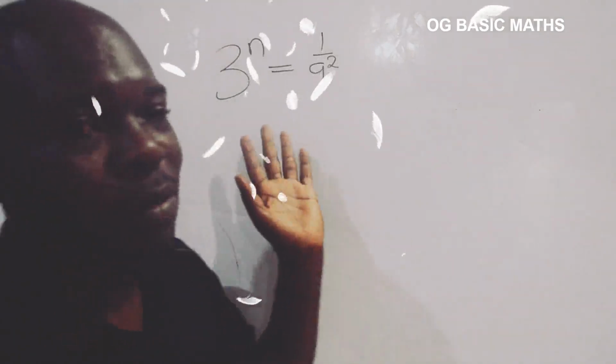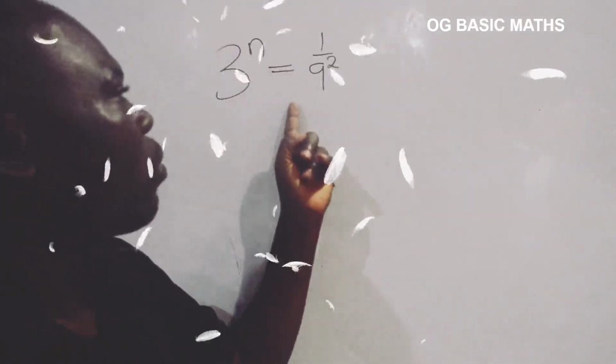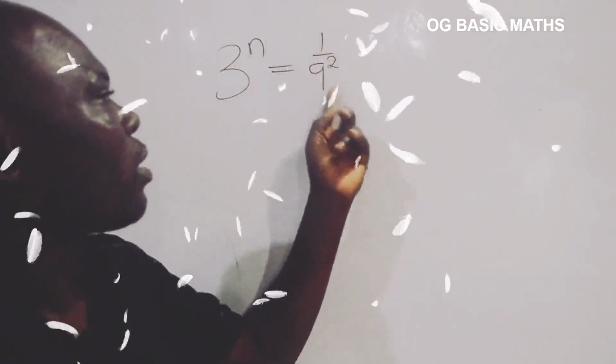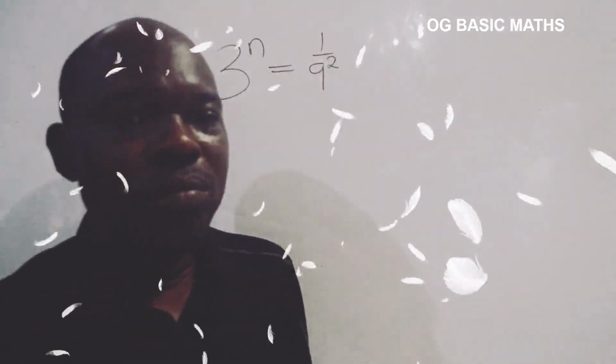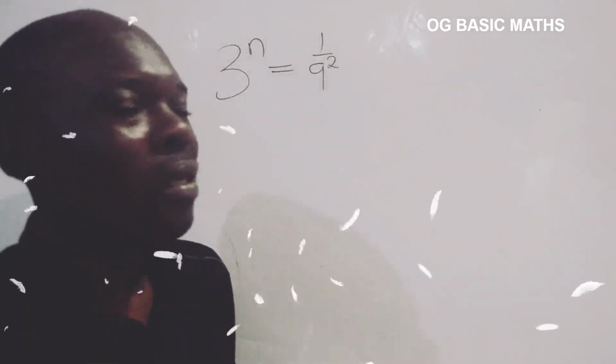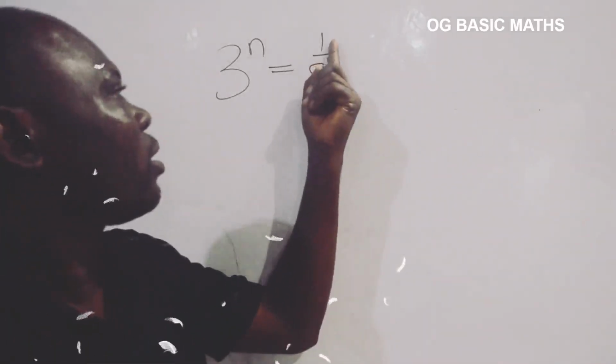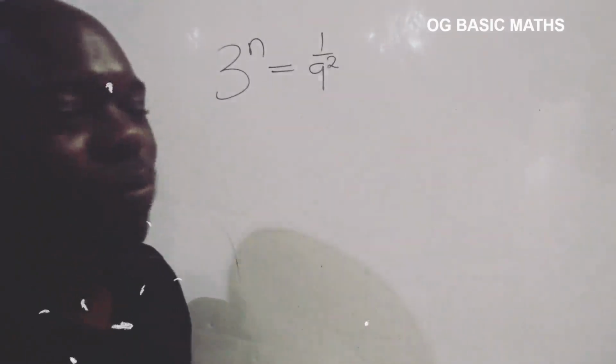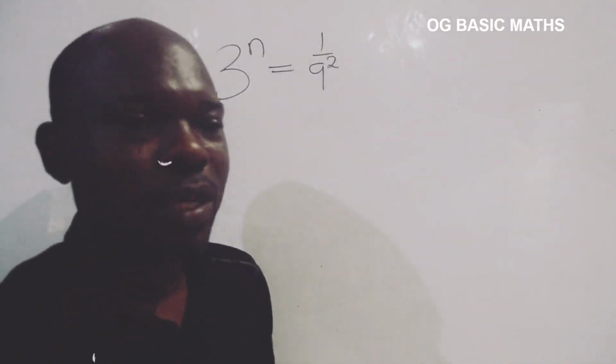And today we have this before us. We have 3 raised to the power of n equal to 1 all over 9 raised to the power of 2. This is simple indices, and for us to solve it, we have to know what this is and what this is. So we have to put all of them in the same base.